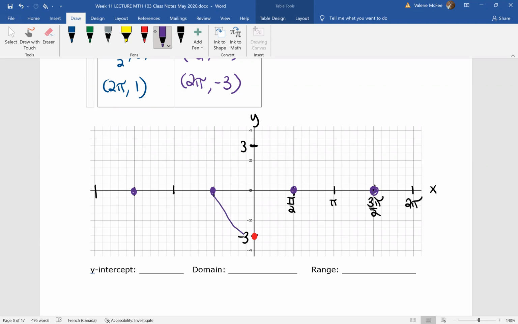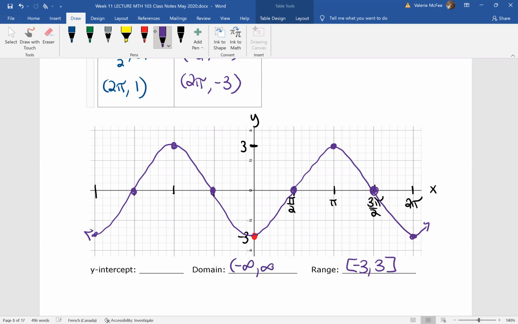Now we have a piece of the wave. We can finish the wave. We know we have to go above 0, back down to 0, and then below 0. Same thing on the other side. So instead of going from -1 to +1, we have a range from -3 to +3. Our domain is still the same. And the y-intercept at 0, -3.